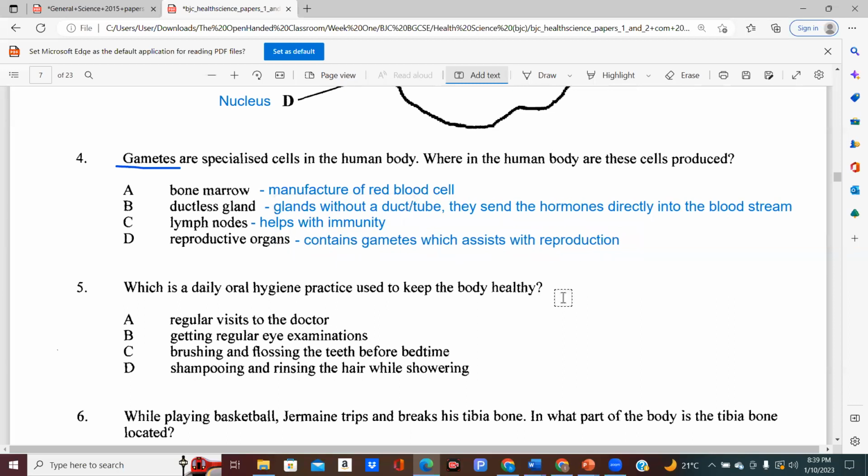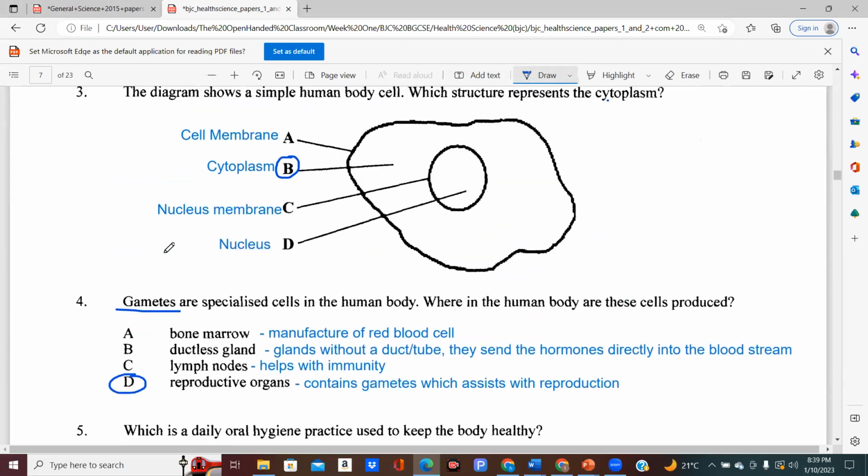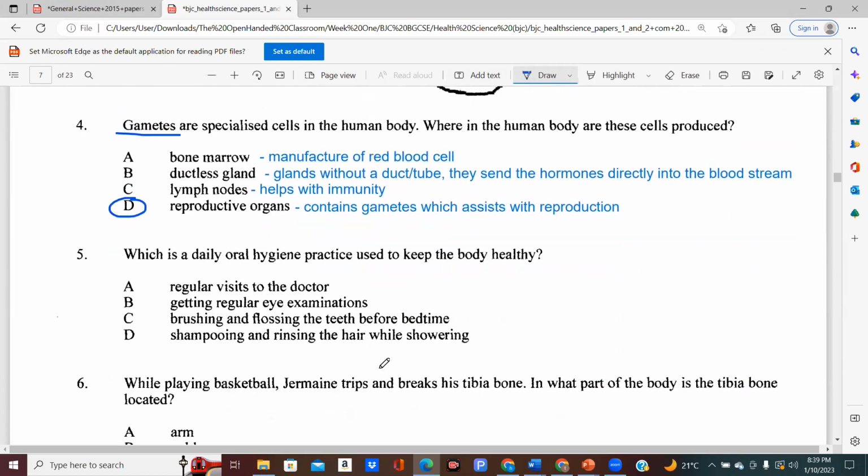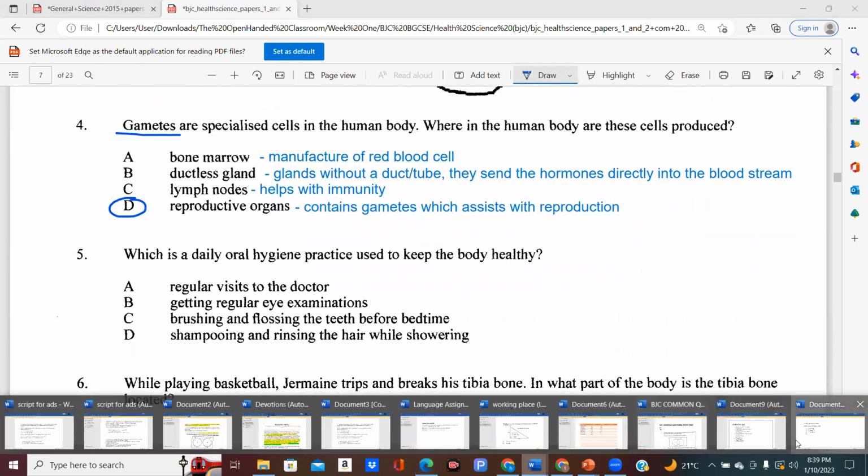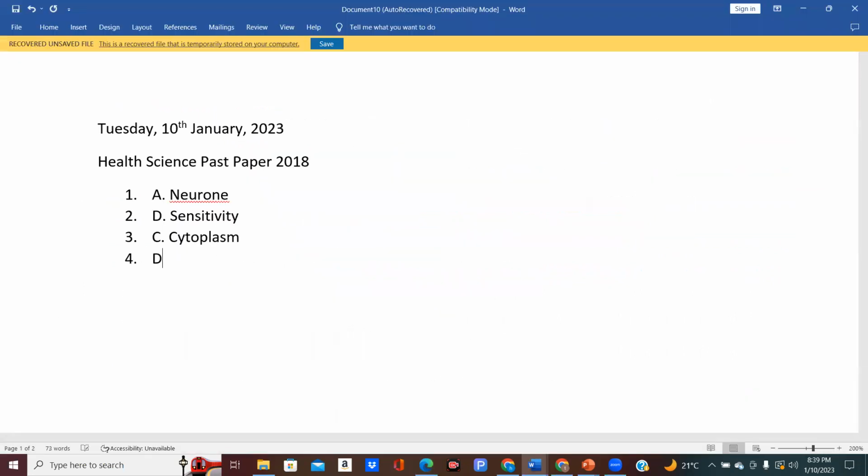All right, so the correct answer here is going to be D, number 4D. So number 4 is reproductive organs.